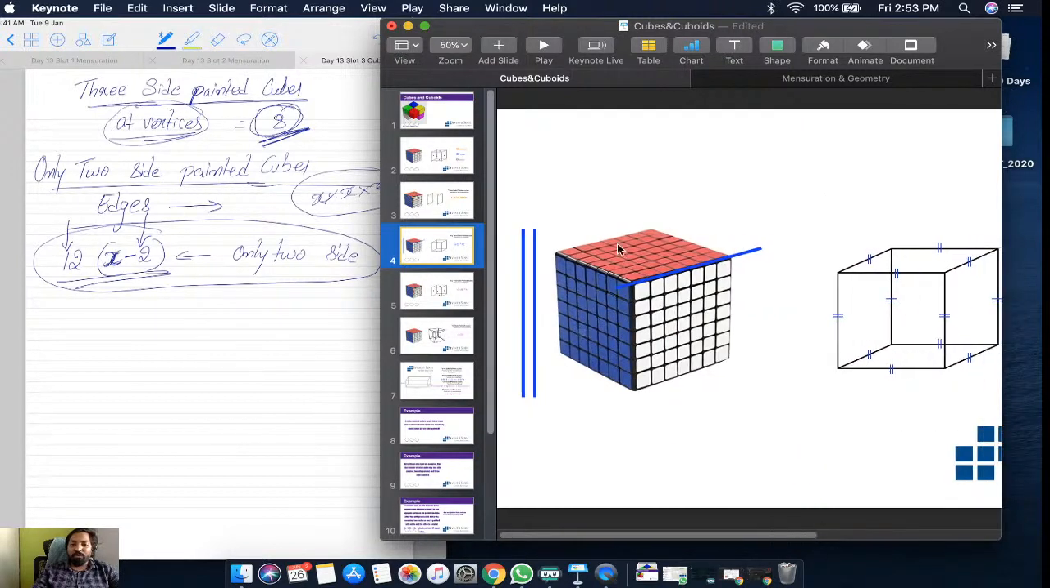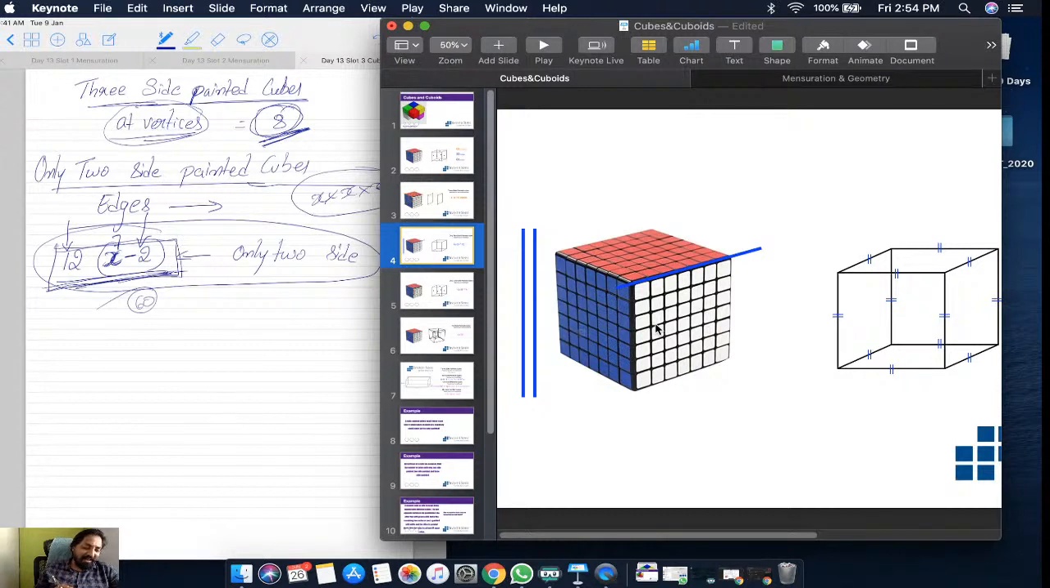If you want to do it for this particular question, x in this case is 7. 7 minus 2 is 5. 5 into 12 is 60. And none of you gave me an answer of 60. But don't worry, I hope you understood the logic behind this formula.